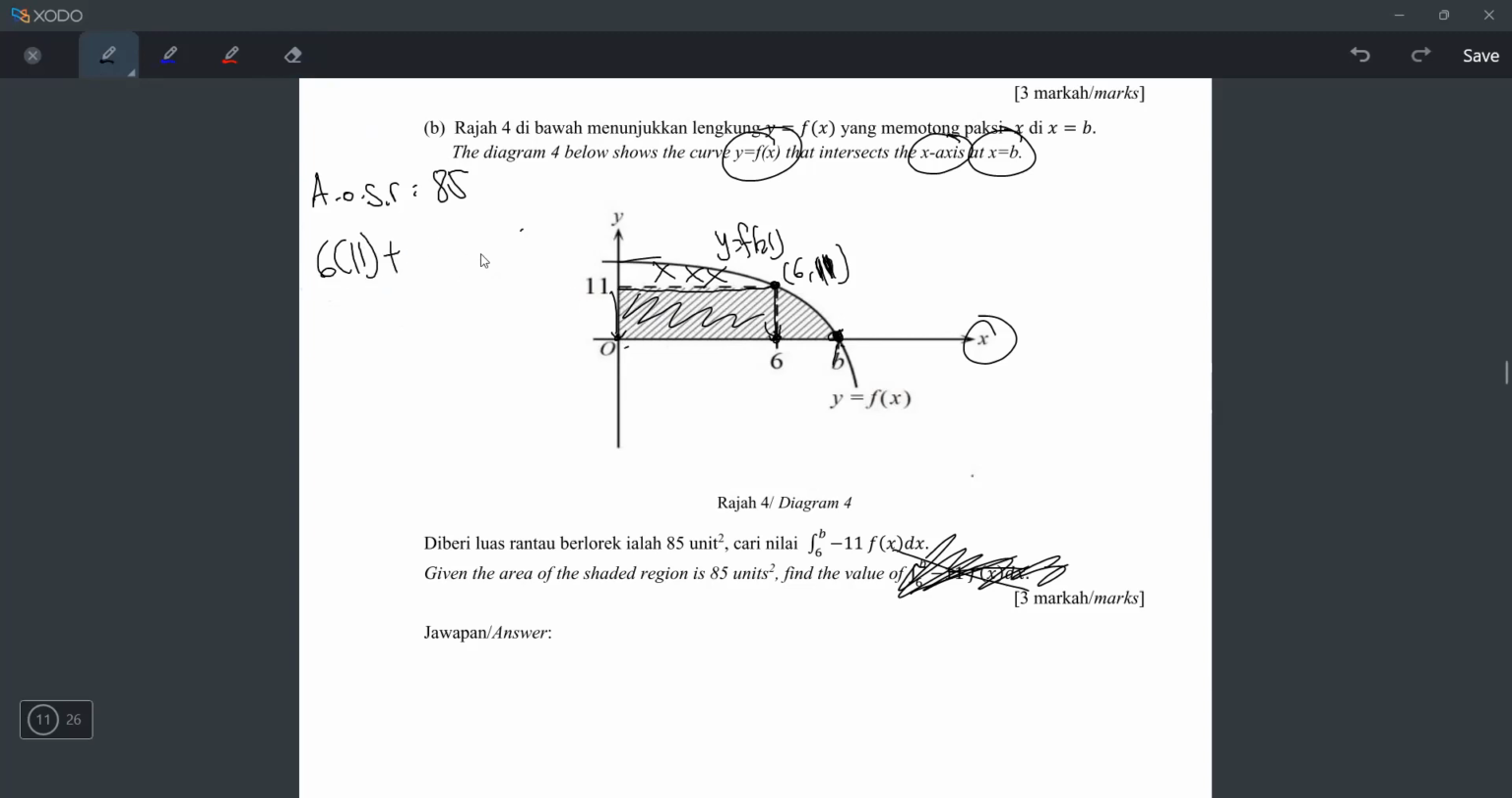Because it's a rectangle, right? So you can just use the fast way. You don't have to use the integration method. And then plus the integral from b to 6. But b is a bigger number, so that one you have to put on top. And then the smaller number, 6, put at the bottom.